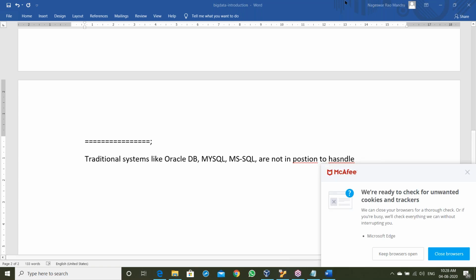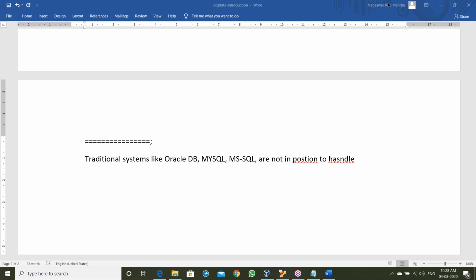Traditional systems are not in a position to handle all this big data. It's big data, with many challenges here. Traditional database servers like Oracle database, MySQL, and Microsoft SQL Server, are they in a position to handle big data?